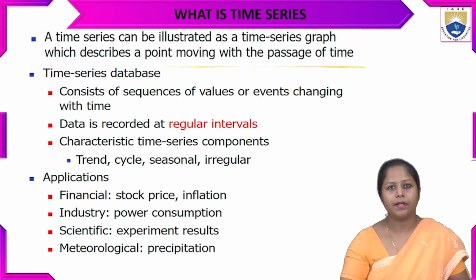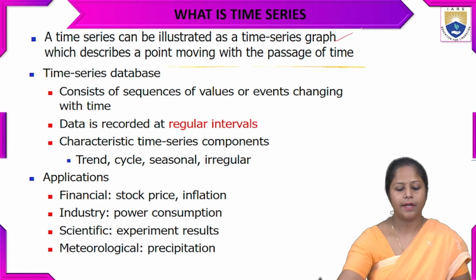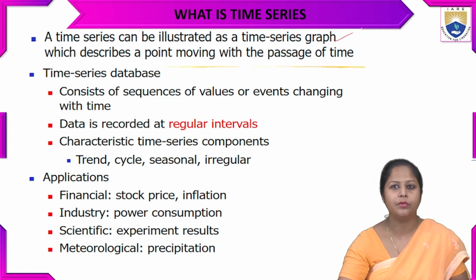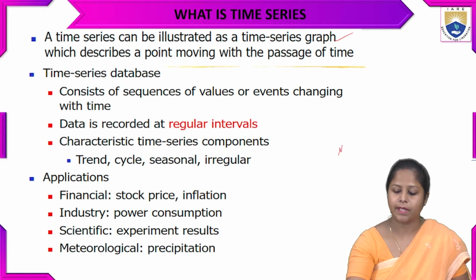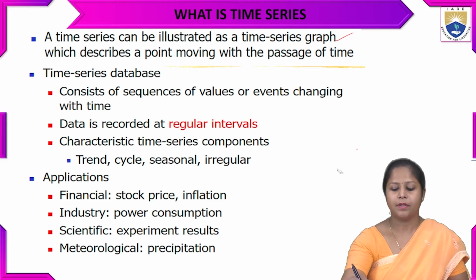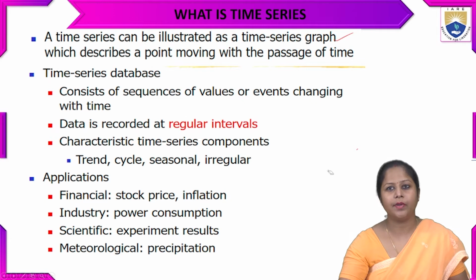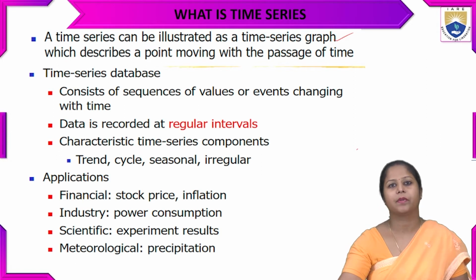What is time series? A time series can be illustrated as a time series graph, right, which describes a point moving with passage of time. So in the earlier slide we have seen the same graph. On this, some of the points were moving like this, and like this. So that is a point moving with the passage of time. That was nothing but the trend of a time series data.